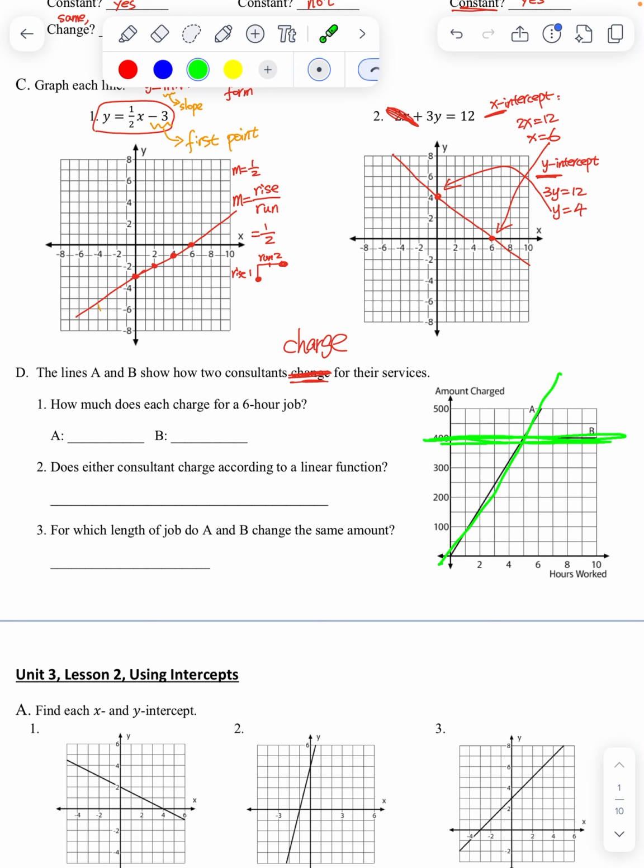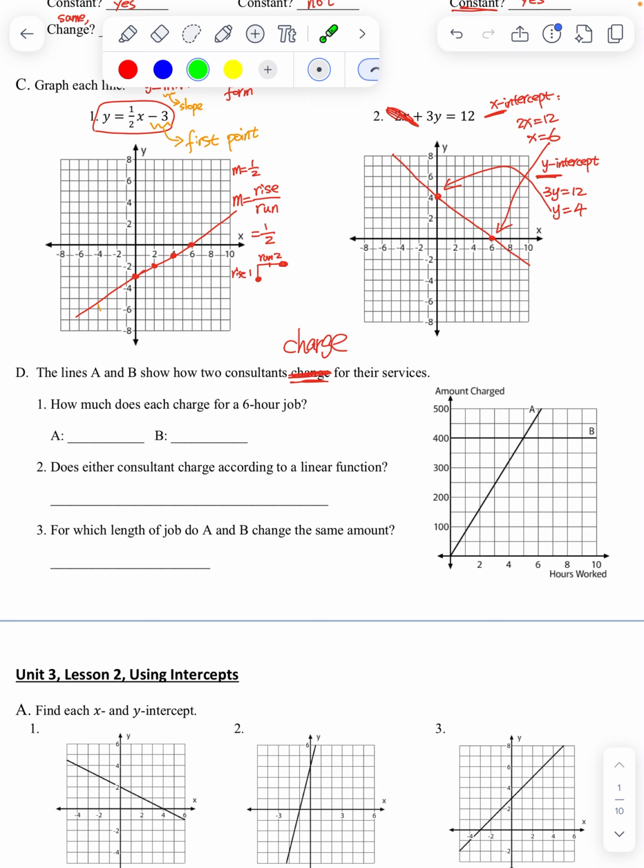B, Oh, B is a flat line, right? Horizontal. That means B charged the same, no matter how many hours. Look at the bottom is the hours. Look, 9-hour charge the same, $400 as 2-hour, 1 hour. Yeah. Okay. A is different. A is the time more, the charge is more, right?